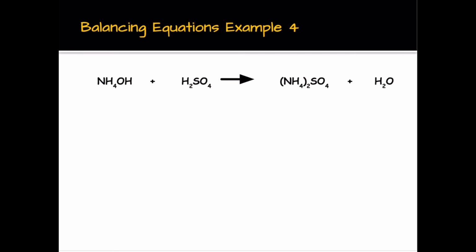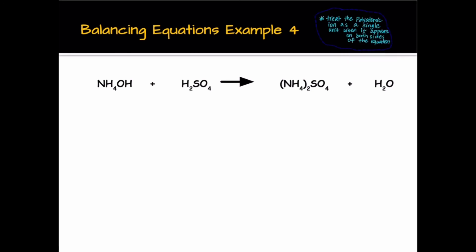Example 4 is another example of a double replacement reaction. Perhaps you notice that it's also a neutralization reaction since we have a base and an acid. Did you notice the polyatomic ions present here? Remember to treat the polyatomic ion as a single unit when it appears on both sides of the equation.